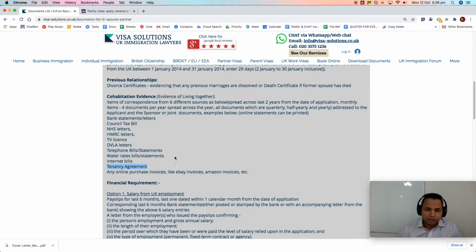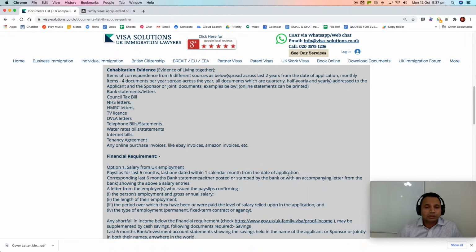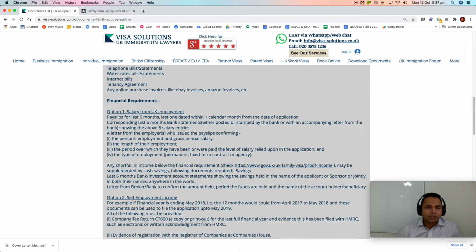Tenancy agreement if you are renting the property. So this is the order: government documents, other third-party providers, and then the last option, if you have fewer of the other documents, is invoices of any deliveries to your home address like Amazon, eBay, etc. This is to prove cohabitation for the last 2 years from the date of application.